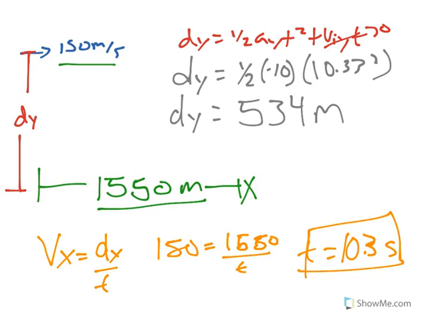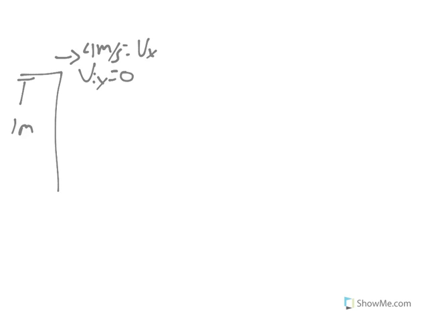Next one, number 4. A steel marble leaves a horizontal ramp at 4 meters per second. So, horizontal ramp, 4 meters per second. This is your Vx. You should know that your initial velocity in the y is 0. And it falls to the floor 1 meter below. So we're looking for how long it will be in the air.